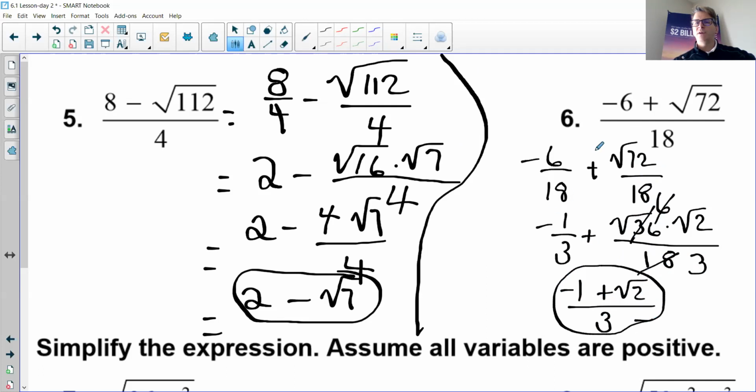Okay, so to recap this one, if I work on the left side first, that simplifies to negative 1/3. And then the right side is the square root of 72 over 18. The square root of 72 is the square root of 36 times the square root of 2. The square root of 36 is 6. 6 cancels with the 18, and you have 3 in the denominator. Square root of 2 is in the numerator.